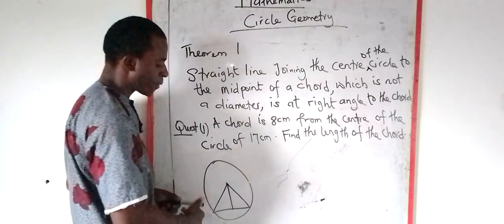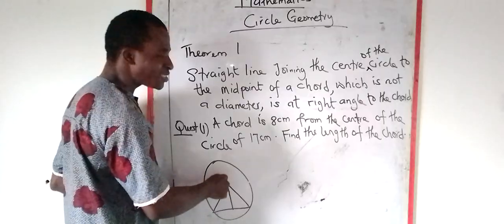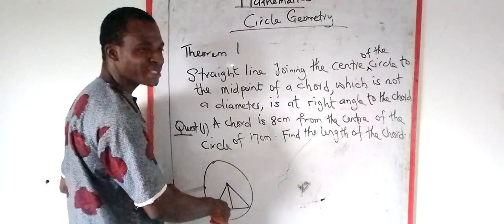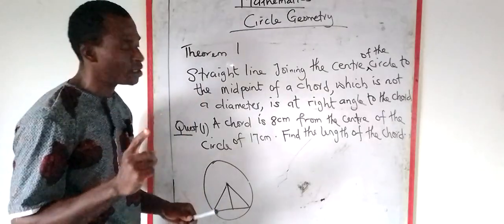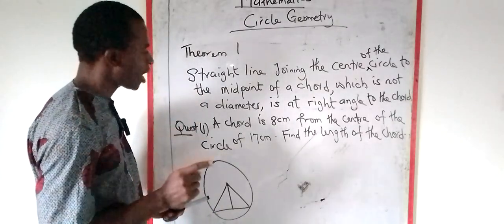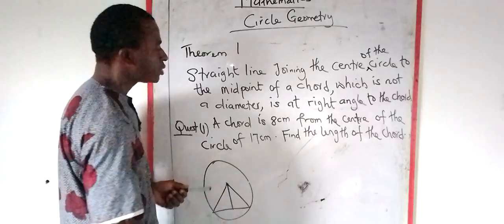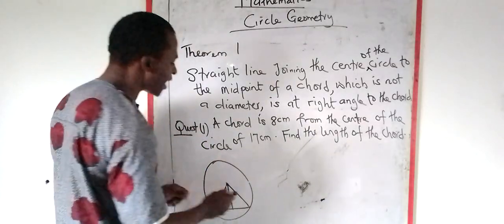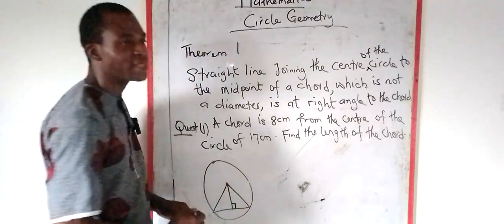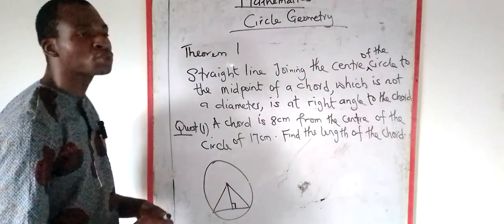So what we have here is the straight line joining the center of the circle to the midpoint of a chord, which is not a diameter. Which is not a what? Diameter. A diameter is at the middle, so they specified which is not a diameter. What does the law tell us? It tells us that it's at right angles, at 90 degrees to the chord.